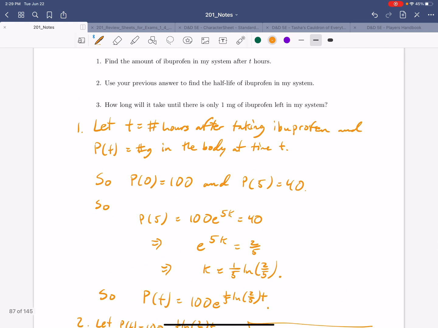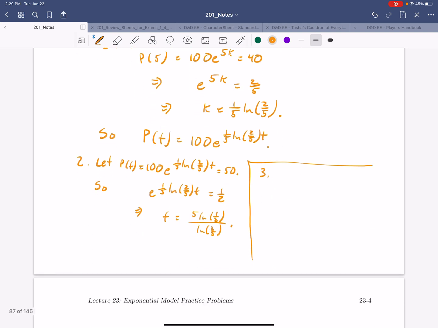And they say, how long will it take until there's only 1 milligram? We're going to let P of t, right, same exact thing, except we're letting it equal 1. Right? So maybe you can see where we're going, but the only difference I think should be, not k, but t should equal 5 ln, but instead of 1/2, it should be 1/100th, over ln of 2/5. Okay, and you can figure out how many minutes that is. And that's what we've got.